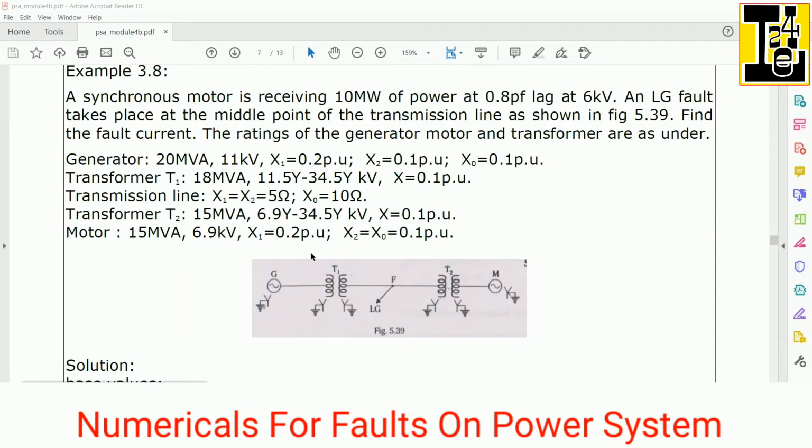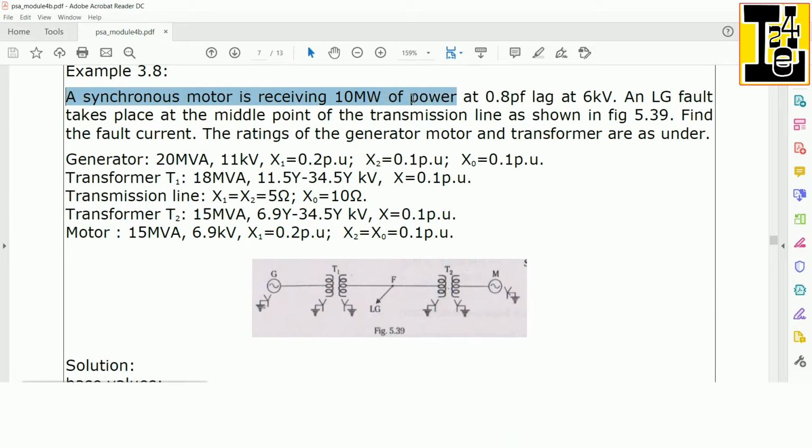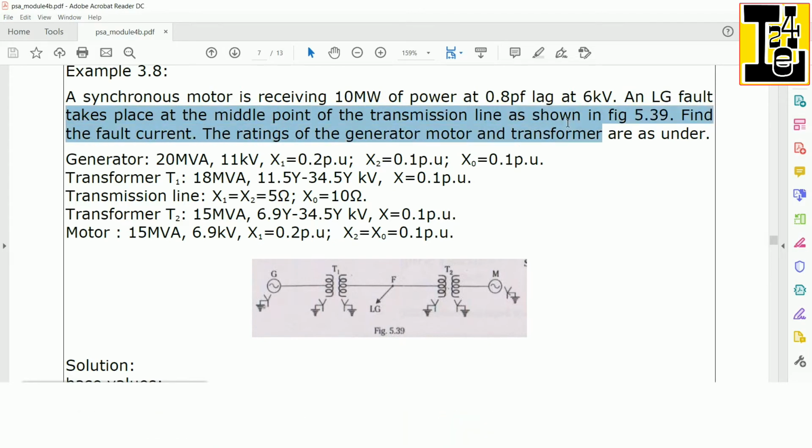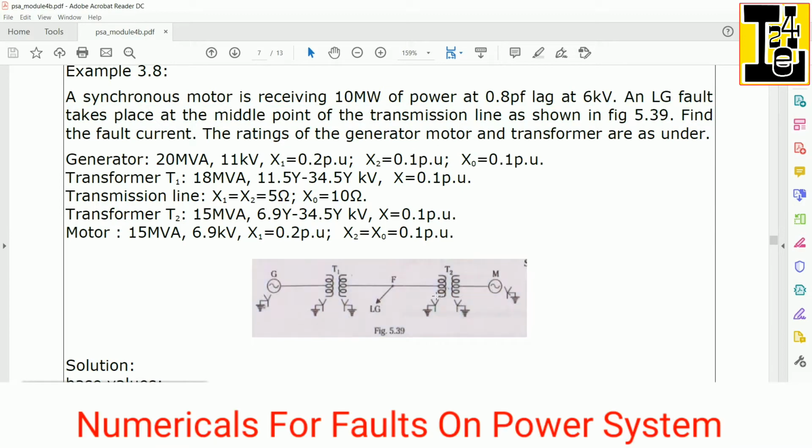Dear students, let us solve the numerical based on fault which is taking place on the power system. A synchronous motor is receiving 10 megawatt of power at 0.8 power factor lagging at 6 kilovolts. An LG fault takes place at the midpoint of the transmission line, which is shown in this figure. You can observe the fault is taking place at point F. Find the fault current.